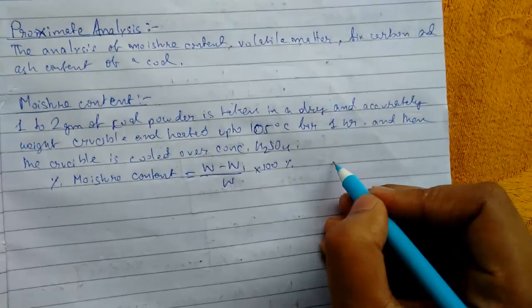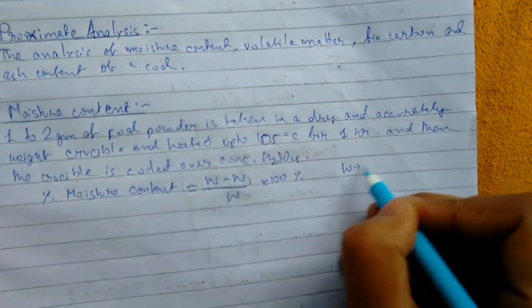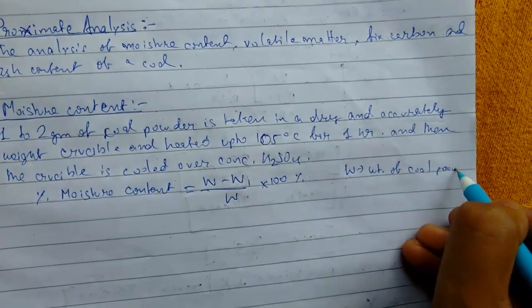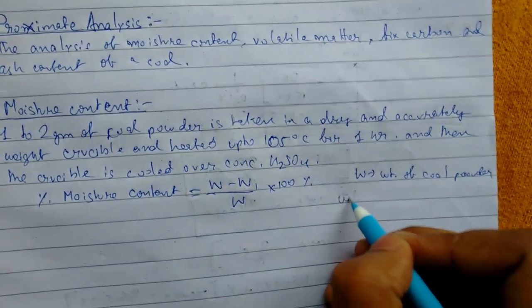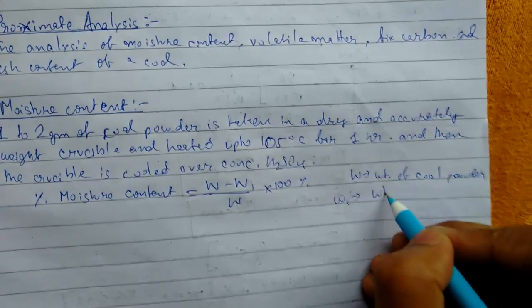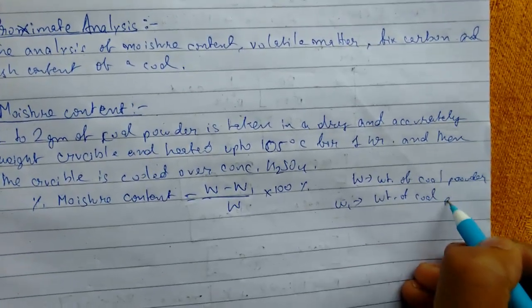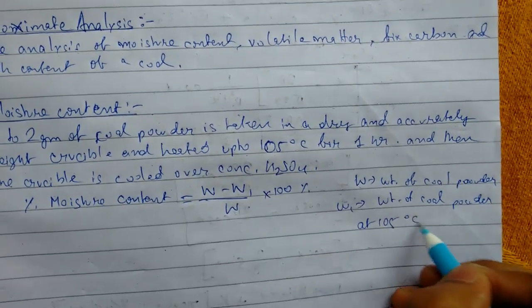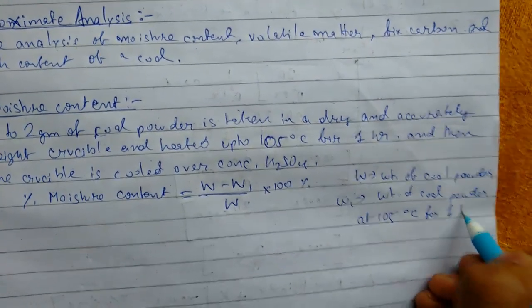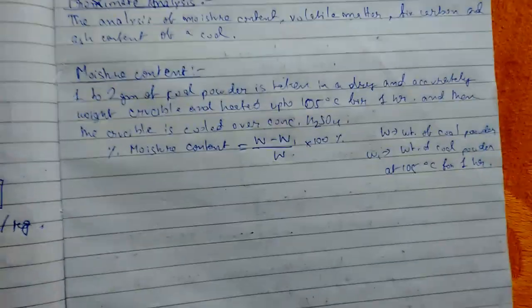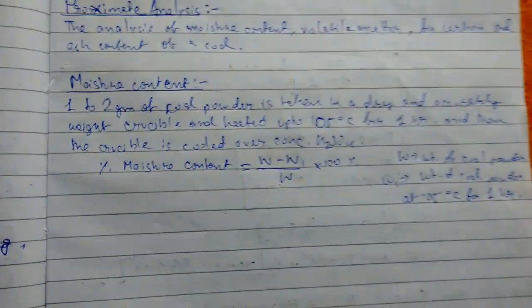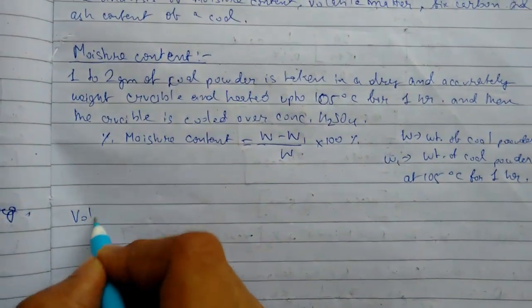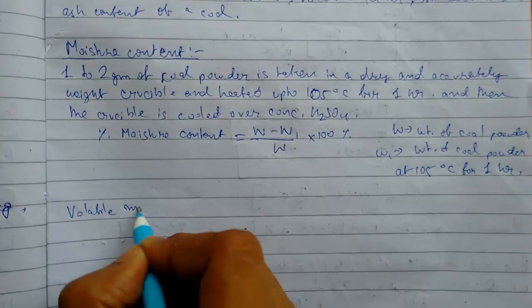Where W is the weight of coal powder, and W1 is the weight of coal powder after heating at 105 degrees Celsius for about 1 hour. So by doing this we can calculate the moisture content in a coal. Now second, the volatile matter content.